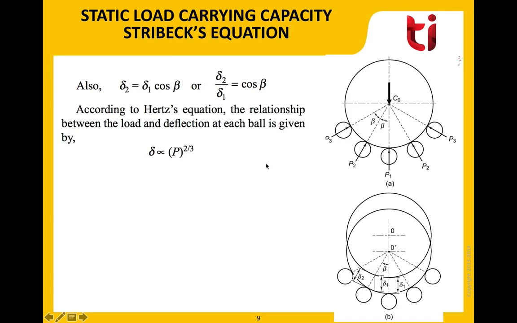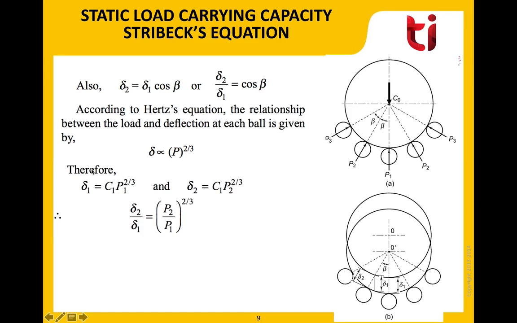Now there's this equation which is known as the Hertz equation, which is specifically used in the case of bearings. And it provides a relationship between the load and the deflection at each ball, which is that delta is proportional to P raised to power 2 by 3. So therefore we can write delta 1 equal to C1 into P1 raised to power 2 by 3 and delta 2 equal to C1 into P2 raised to power 2 by 3. This C1 in these two equations is basically a constant of proportionality.